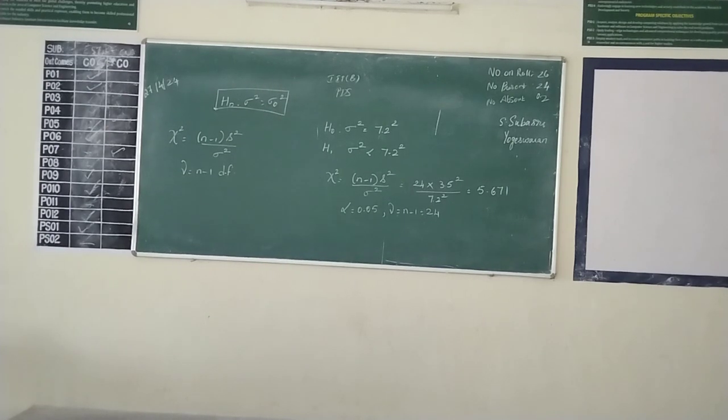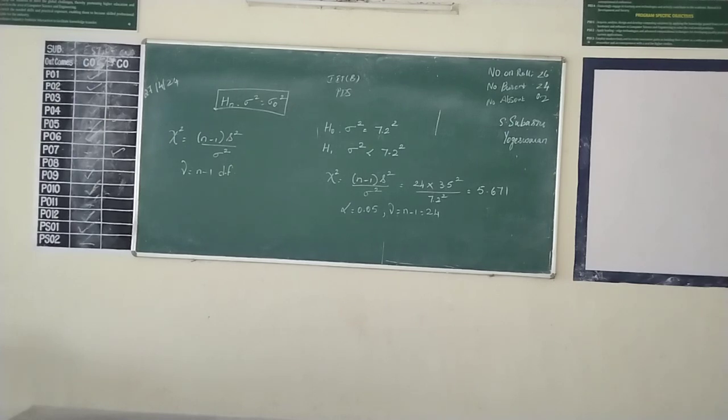Chi-square table. Girls, what is the answer now? 29.14. Table value 29.14. So accept or reject? Accept. Again here also the calculated value is less than the table value. Since modulus of calculated value is less than modulus of table value, accept H naught.